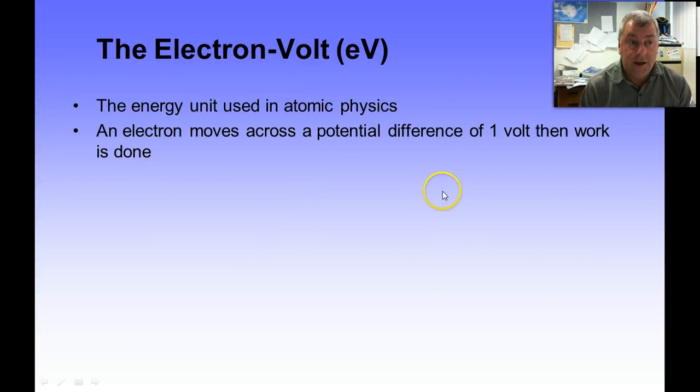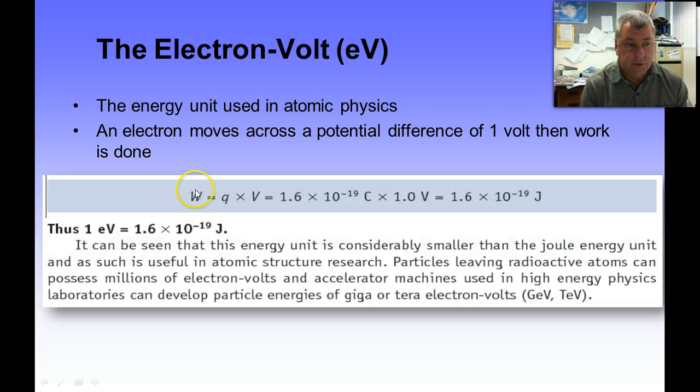The electron volt, eV, is something we're going to have to start using. It's a measure used in atomic physics. It's a measure of, if an electron moves across a potential difference of 1 volt, so two plates with 1 volt of potential difference, how much work is done? 1 electron volt is done. And this is the formula, W equals QV. There's the charge of an electron moving across 1 volt equals 1.6 times 10 to the minus 19 joules. So 1 electron volt is 1.6 times 10 to the minus 19 joules of energy.